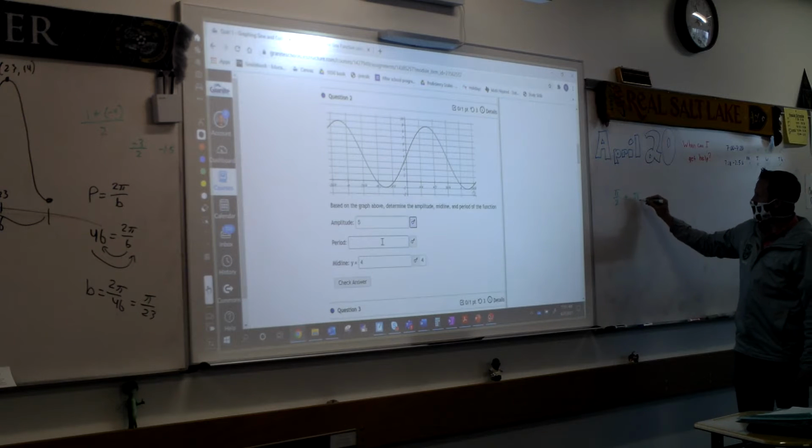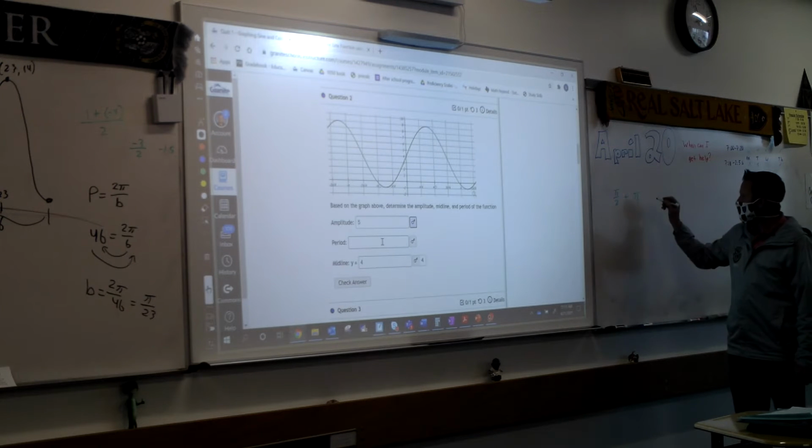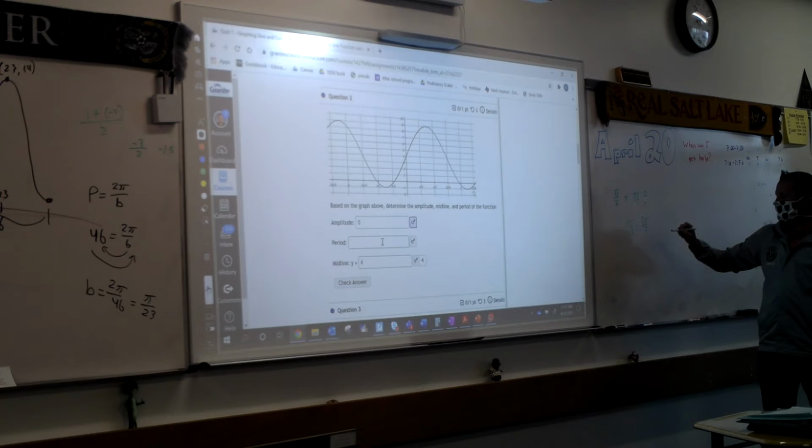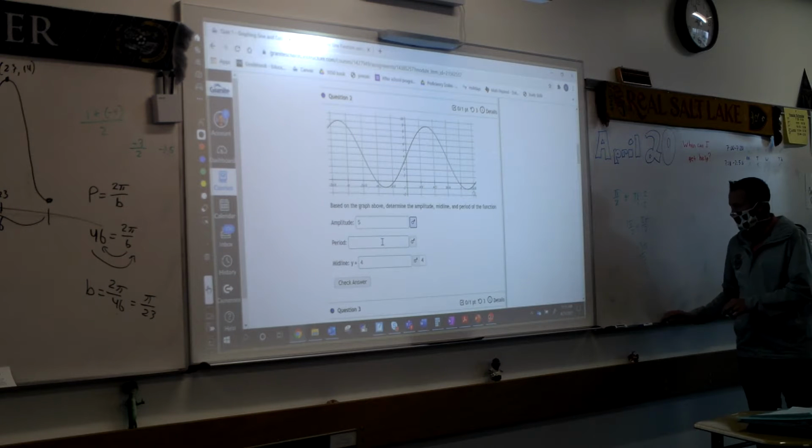Same denominator. Right now, are they the same? No, you multiply by 2. So this is really pi halves plus 2 pi halves, which is 3 pi halves. So the period is 3 pi halves.